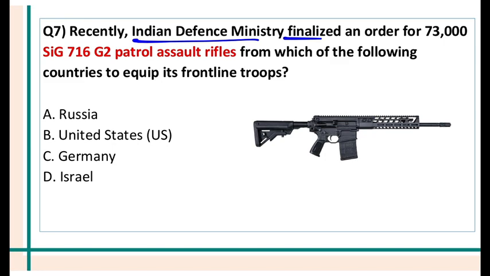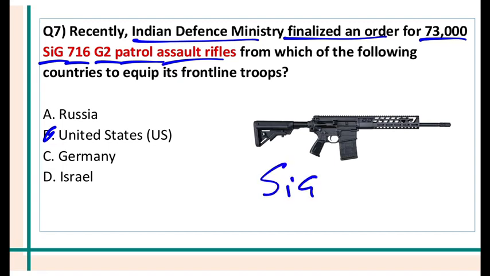The Indian Defence Ministry finalized an order for 73,000 guns. What are these guns? These are called SIG 716 G2 assault rifles. From which country are we purchasing these very powerful guns? We are purchasing them from the United States of America. These are 716 G2 SIG rifles, and very, very powerful guns. They are manufactured by which American company? SIG Sauer Inc., an American company.